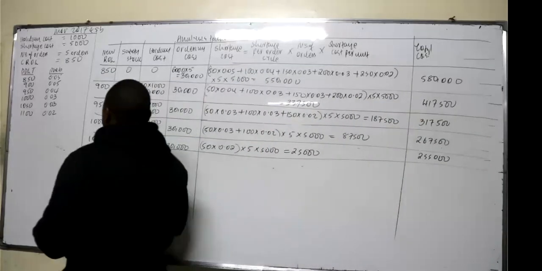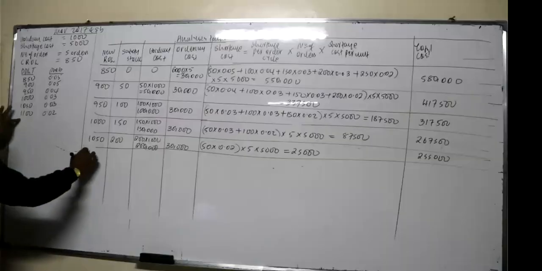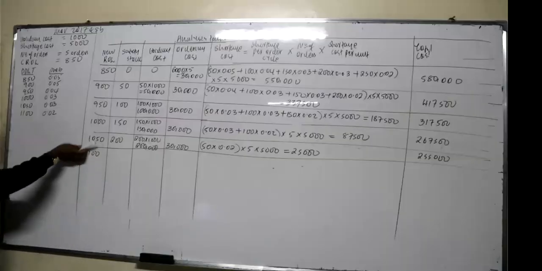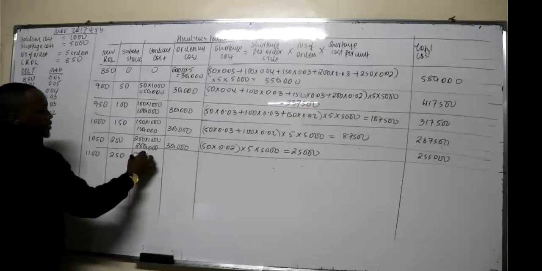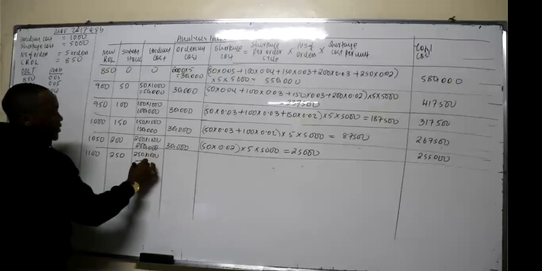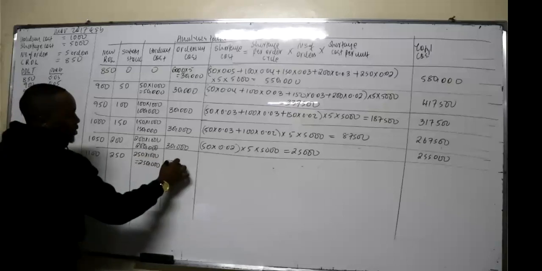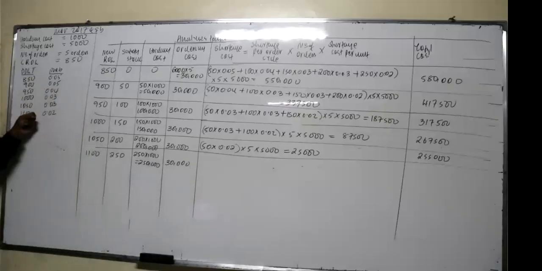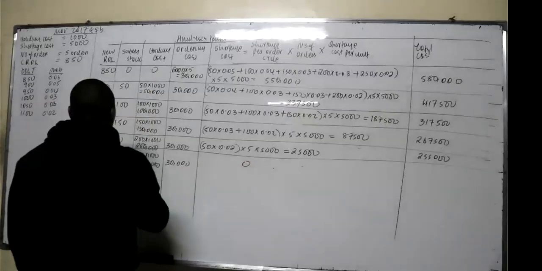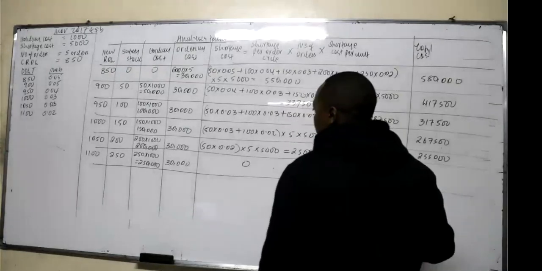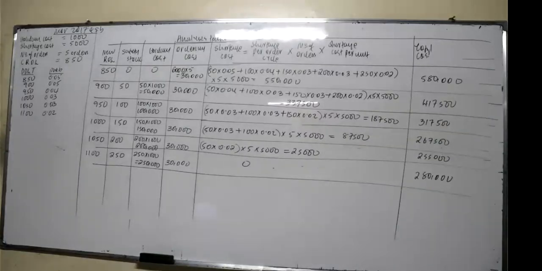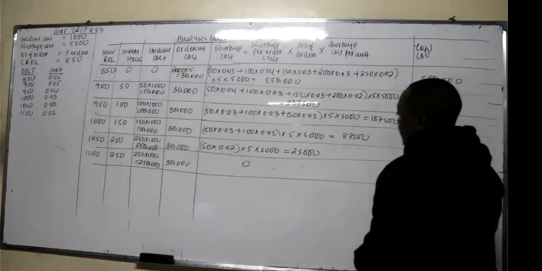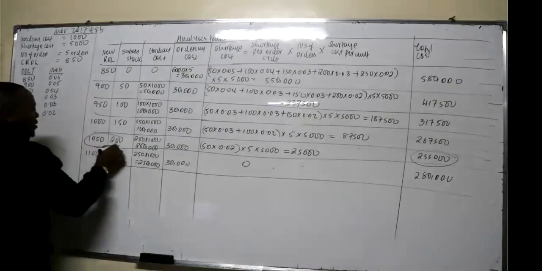Lastly, from 1050, now we have 1,100. So 1,100 minus 850, a safety stock of 250. So 250 times 1,000, you get 250,000. From 1,100, the demand is unlikely to exceed that. So that means the probability of shortage is 0. So how much will be the total cost? 280. You take the minimum. The minimum is 255.